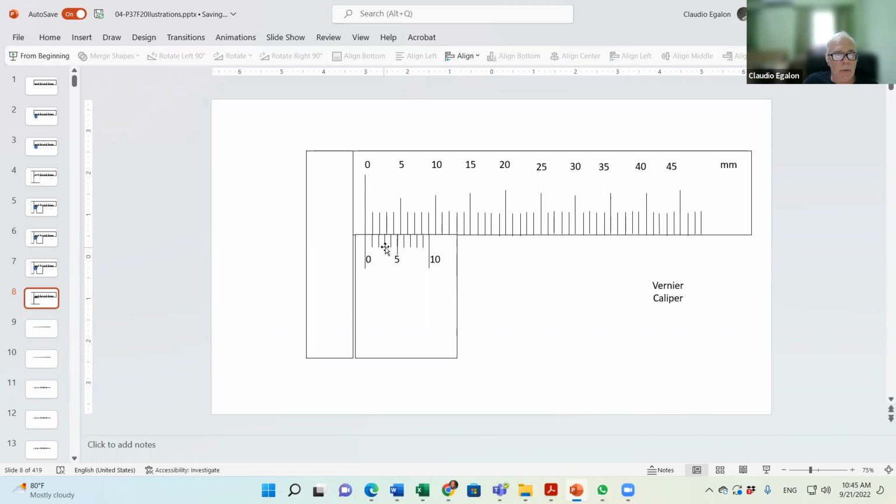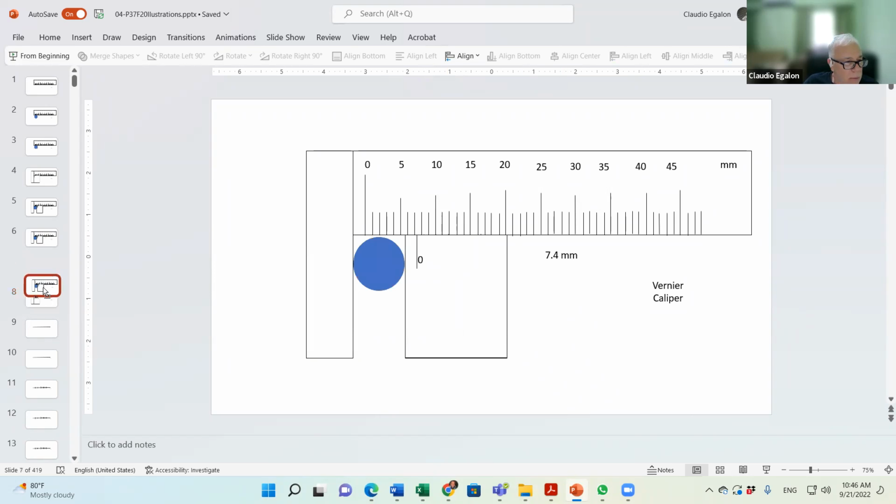See, we have 1, 2, 3, 4, 5, 6, 7, 8, 9, 10 divisions. And those 10 divisions are 9 millimeters long. Do you picture what's happening here? It is this small particularity that allows you to come up with a resolution that is a tenth of a millimeter. Without this vernier scale, you cannot come up with a tenth of a millimeter resolution.